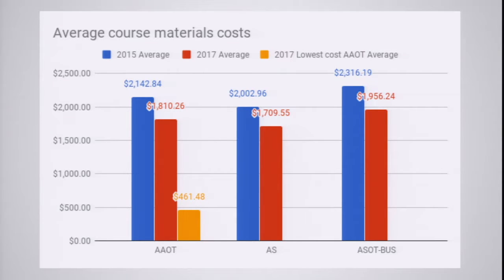So I looked at 3 different degrees: the Associate of Arts Oregon Transfer, and the Associate of Science, and the Associate of Science Oregon Transfer Business. And when you just compare Section 1 to all the required courses, and then Section 1 in 2017, that's the blue bar and the red bar, costs are down by 15 and 16% in terms of statewide averages. And as I said, that's better than I expected.